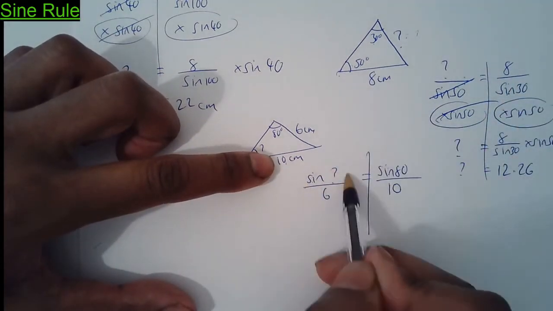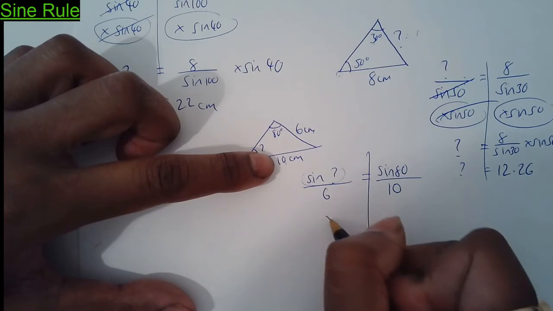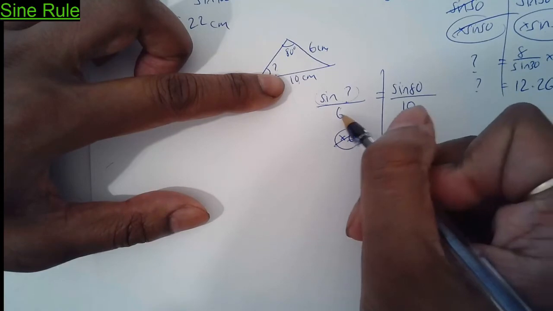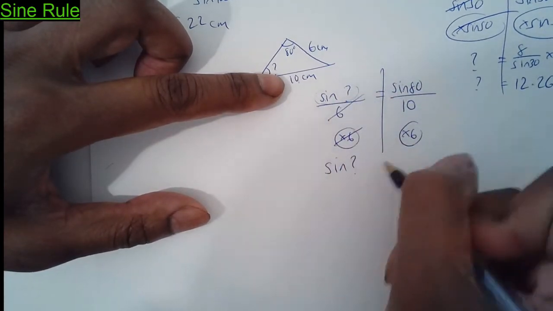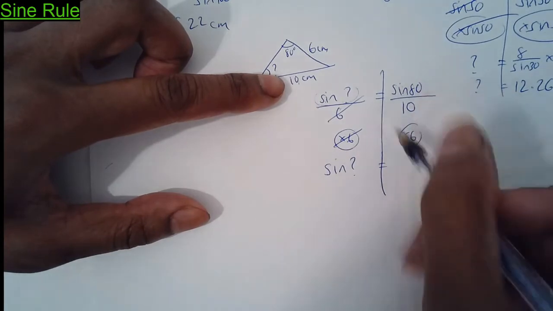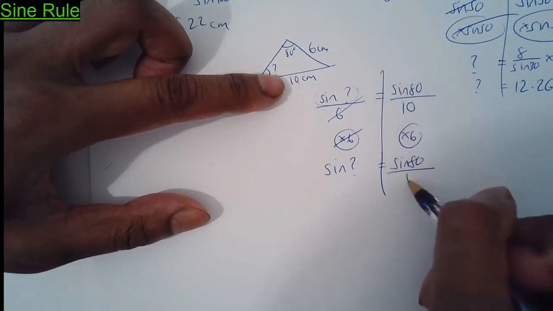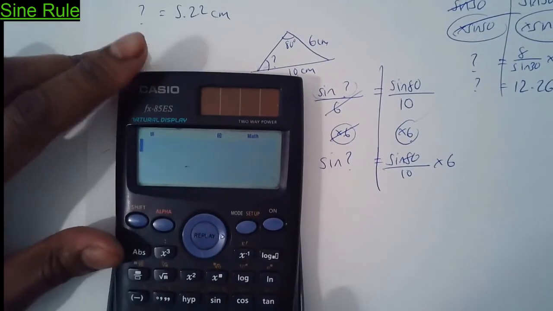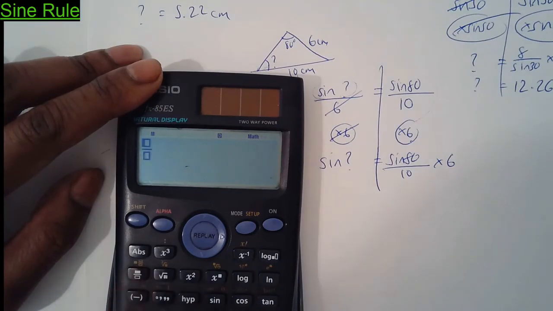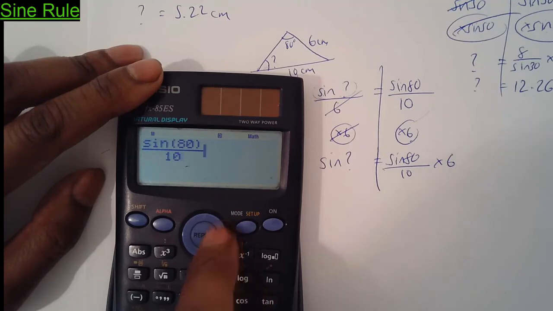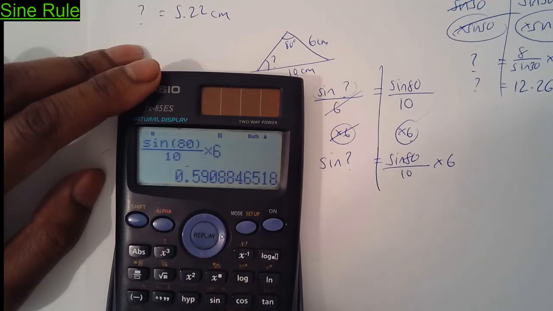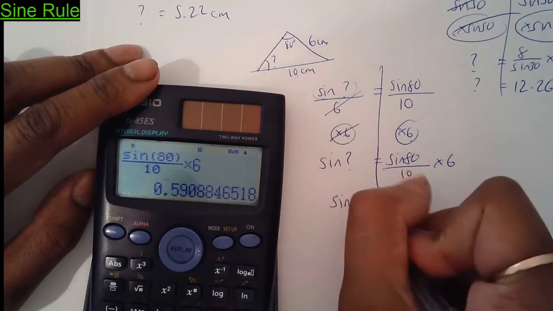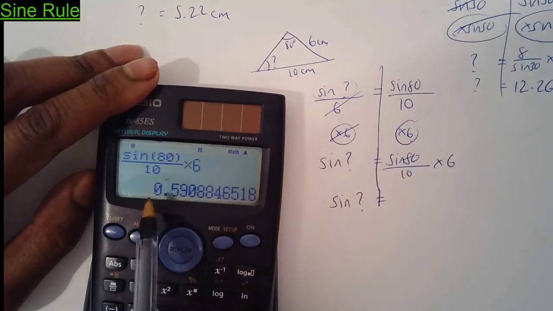To get sin question mark by itself, you need to get rid of divide by 6, so you times by 6. Do the same on the other side. Divide by 6 is cancelled out by times by 6, and you're left with sin question mark. Let's work this out. Just show the working out first. That one is multiplied by that. Sin question mark, remember, this is not the answer. 0.59.